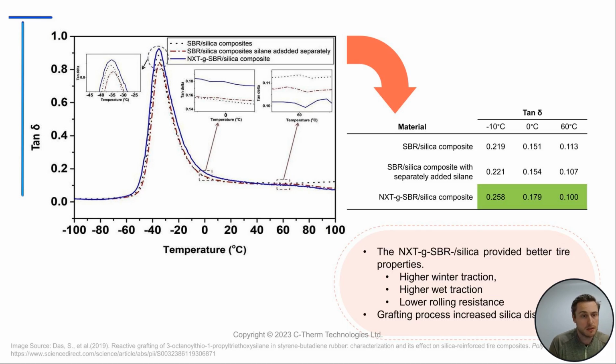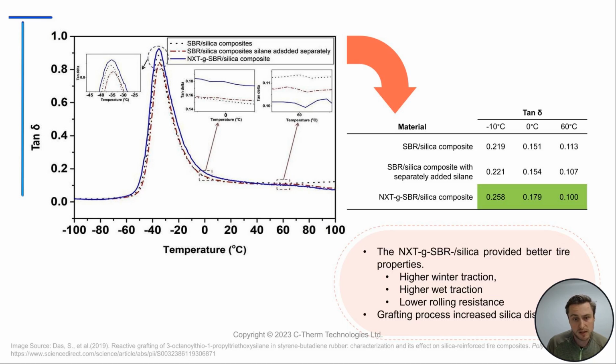So from their tests here, they ran 3 different materials. They did a whole bunch of analysis, but I'm just going to focus on this one here, where they analyzed the rubber compounds with 3 different processes: the silica composite without any treatment, with silane added separately, and then their grafting process that they were evaluating.